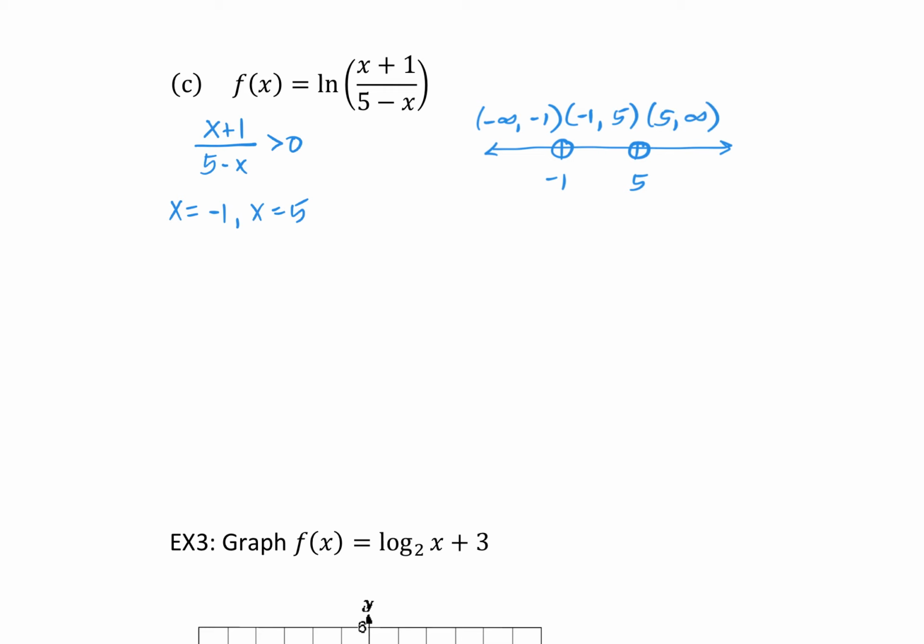Let's see, test points, maybe -2, 0, and 6. Those look good to me. If I put -2 into the inequality, I get a -1 over a +7.